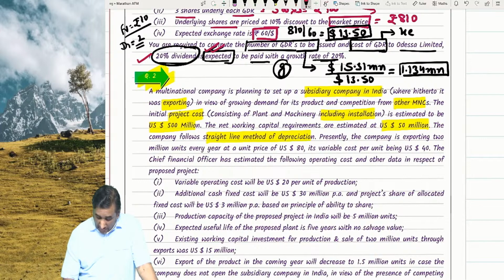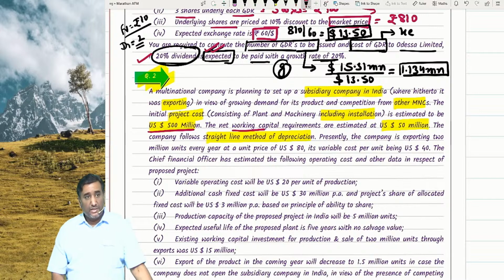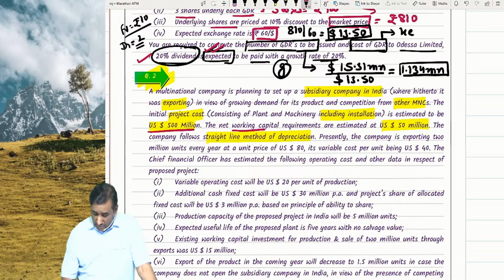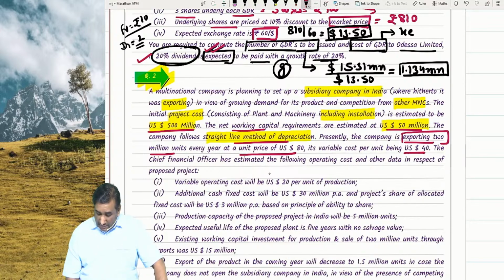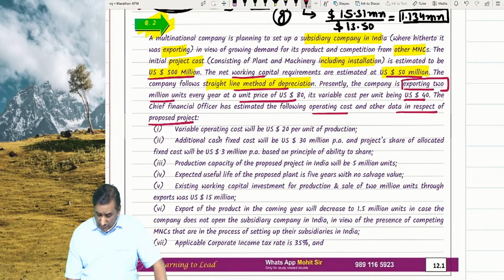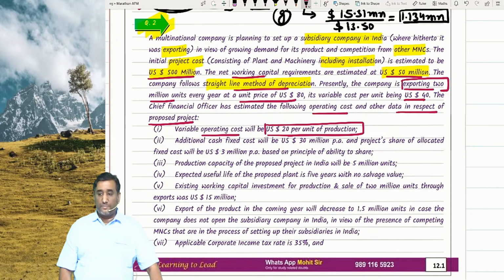Now, keep highlighting the data points, please. The 50 million working capital is treated as outflow in the beginning, and at the end inflow. So that's the capital budgeting concept. 50 million, straight line method of depreciation. Presently the company is exporting 2 million units every year at a price of this. It's historical data. As of now they're exporting 2 million. Selling price is 80, and variable cost per unit is 40. The chief financial officer has estimated the following operating cost and other data in respect of the proposed project. Variable operating cost will be $20 per unit of production. Highlight this one, variable cost, so that when we put in the line chart, we are confirmed what data points will come.